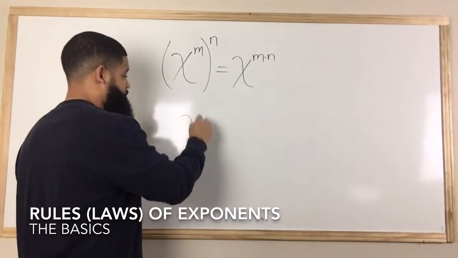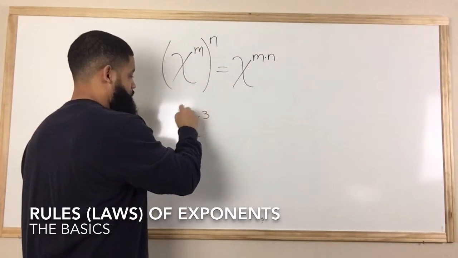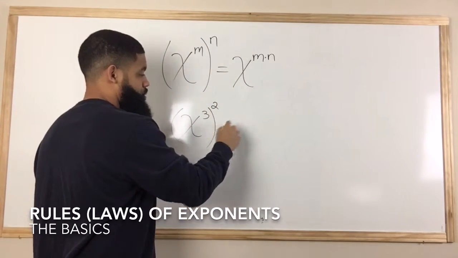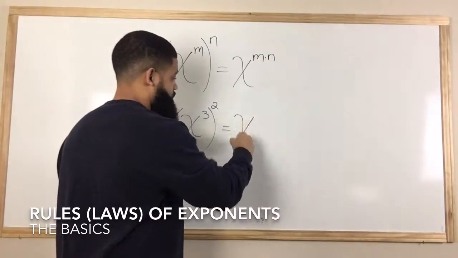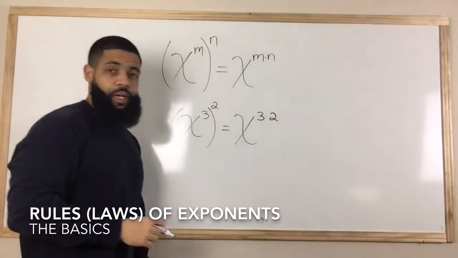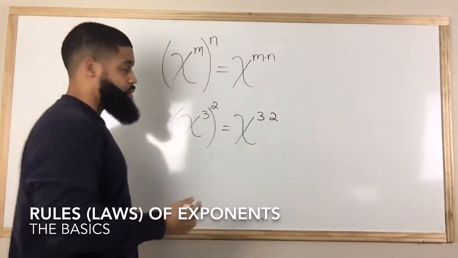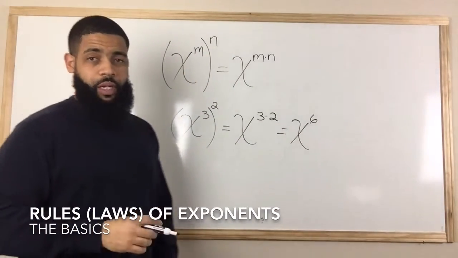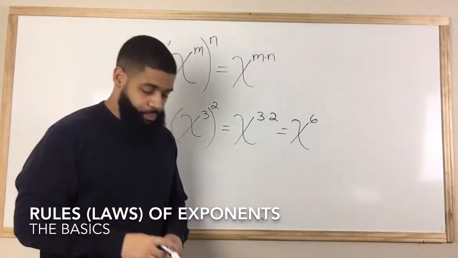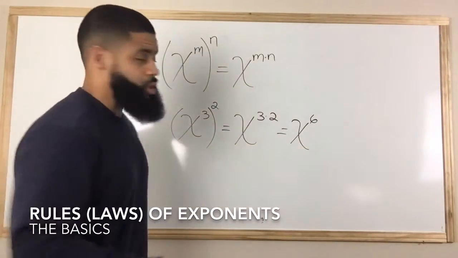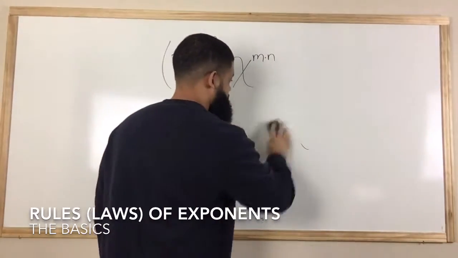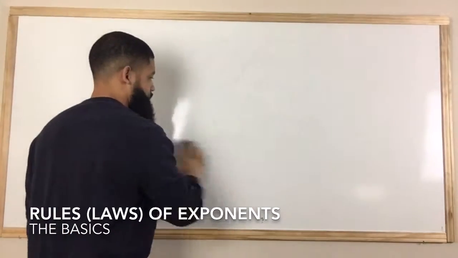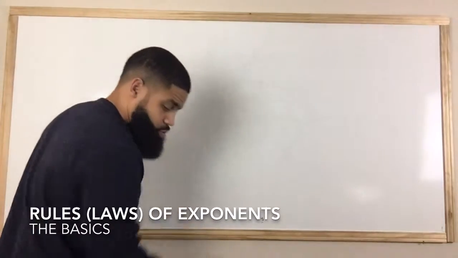So for example, if I have x to the 3rd power, and that is taken to the 2nd power, then what I actually have is x to the 3 times 2 power. And if I multiply 3 times 2, that will give me x to the 6th power. Okay, so that is the power rule. The next 2 basic rules are simply going to be probably the simplest of the exponent rules.